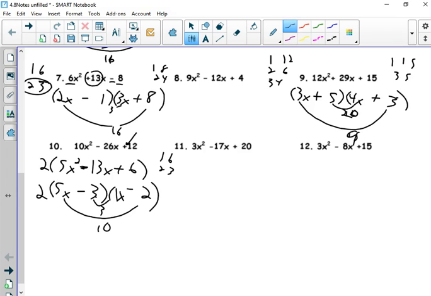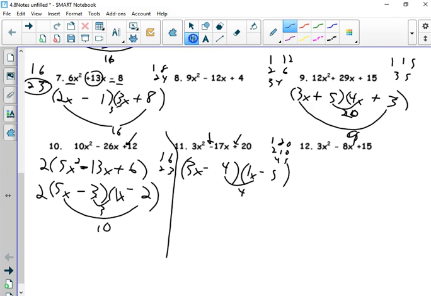Let's do one more. This one's a mix because the first number is prime. So that's easy. 3x and 1x. 20 is 1 and 20, 2 and 10, 4 and 5. Again, we're going to start safe and go with 4 and 5. Both are going to be negative. Okay? So I know that off the bat. I can put those in right now if I want to.